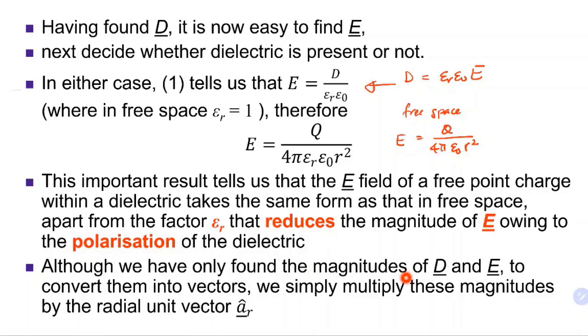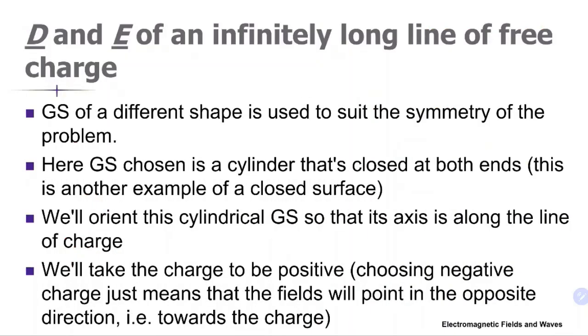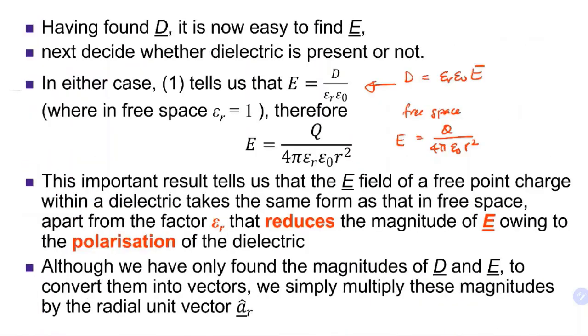Okay, so what we have done so far, we only managed to calculate the magnitude of the electric field. To work out the vector, we simply multiply back our radial unit vector of a point charge, which is the a sub r unit vector, to make it back into a vector E. So that's for a point charge. This is one of the examples that can be easily solved using Gauss' law.